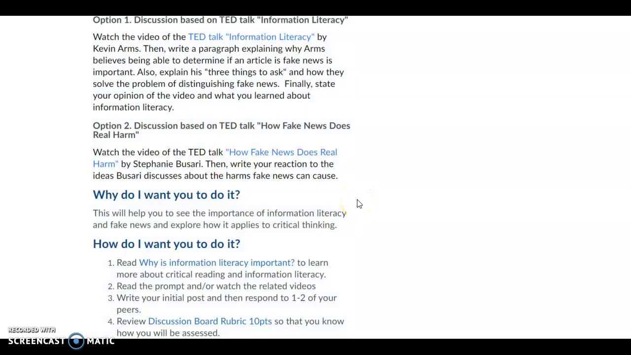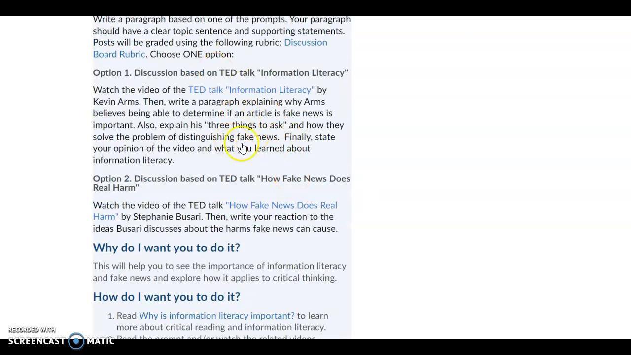So that's a little bit of advice about each of them, and I just want you to write a paragraph in response following the prompt about one of the TED Talks that you choose, either this one or this one. Just one paragraph, one TED Talk that you choose.